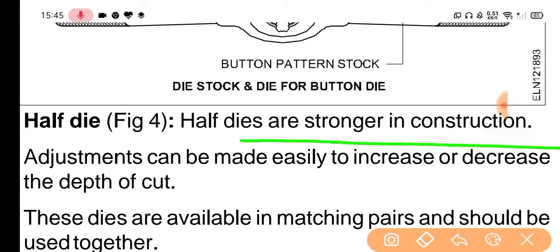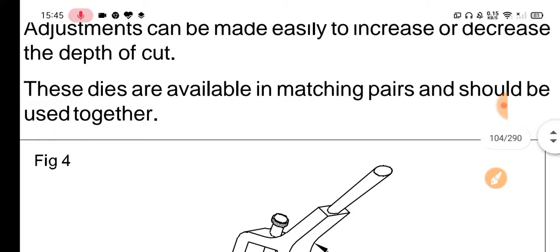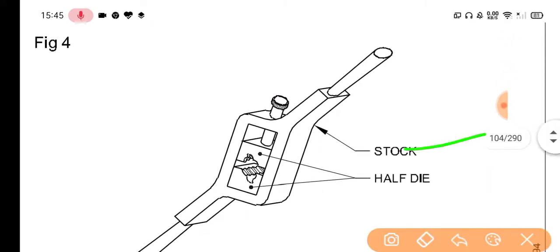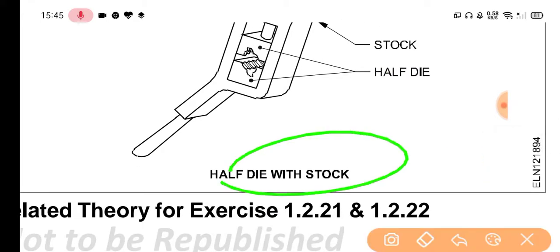Half die is stronger in construction. Adjustments can be made easily to increase or decrease the depth of cut. These dies are available in matching pairs and should be used together. Given in picture 4, this is a stock and this is the half die. Half die with a stock.